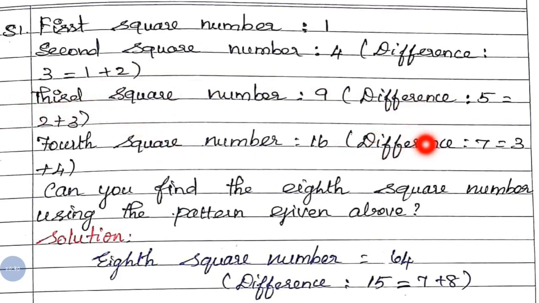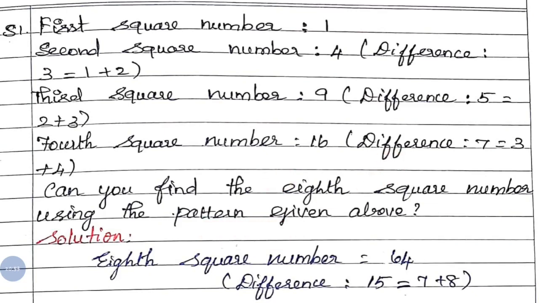Then look at the next difference: 16 minus 9, the value is 7. So 7 can be written as 3 plus 4. 3 is the end point here, so that will be the starting point of the next one. Likewise, we have to find the difference for this. Okay, this given value. Understood? So here we have got the differences.